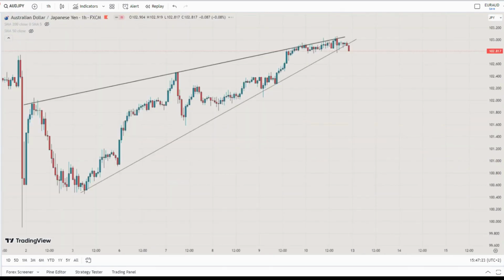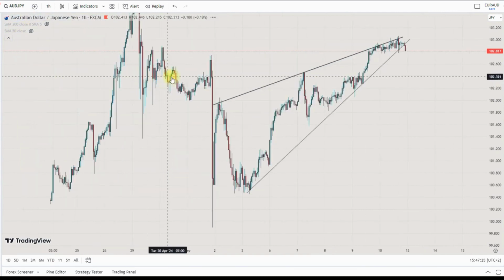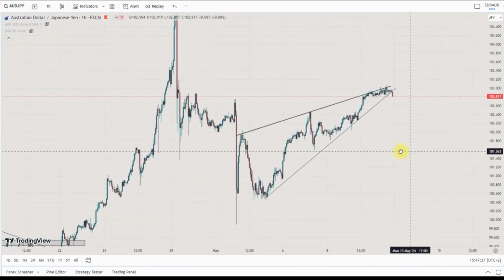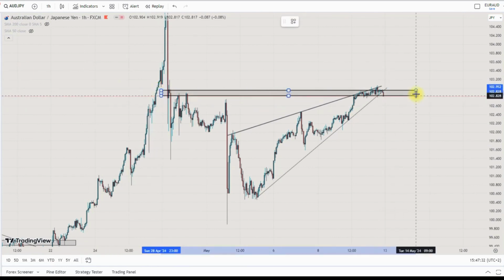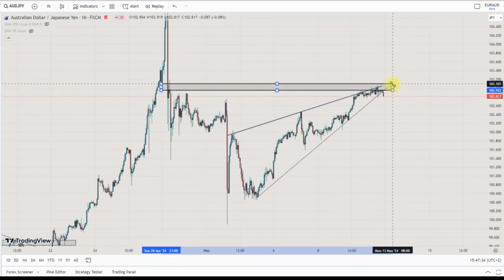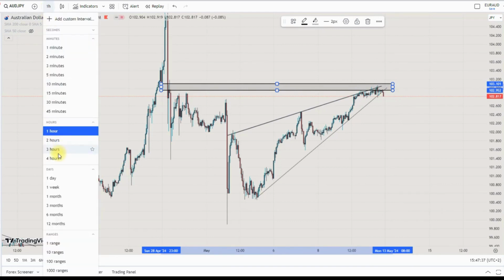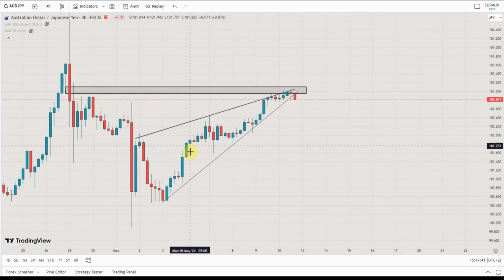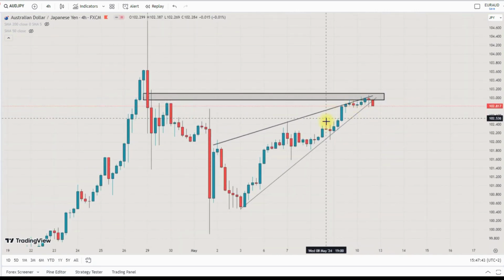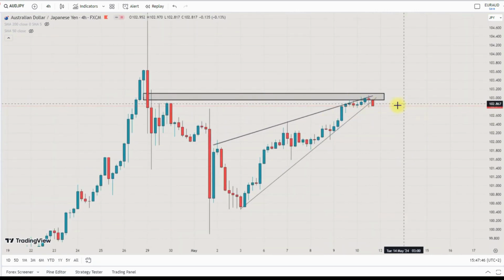So the last pair I want to check is the Australian dollar JPY, and then the Euro JPY. I can see a sense of buyers losing their momentum on the JPY pair, because as you can see, they are losing momentum as price goes, and then we might actually see this breaking to the downside.